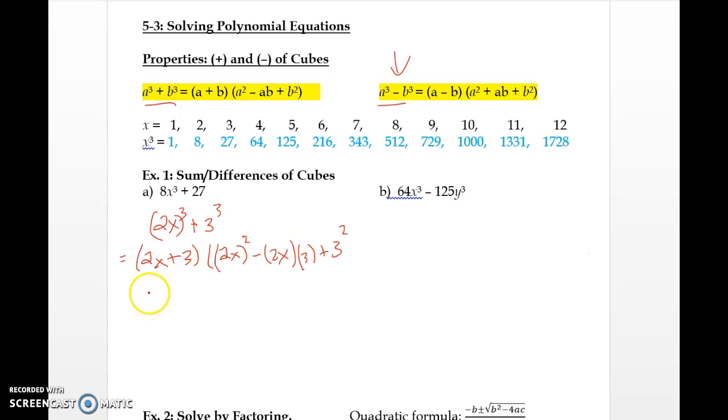And I can simplify my quadratic there. 2x quantity squared is 4x squared, sorry, minus 6x plus 9. And we're going to stop there. Now we have a quadratic and a linear factor. That is this cubic function fully factored.